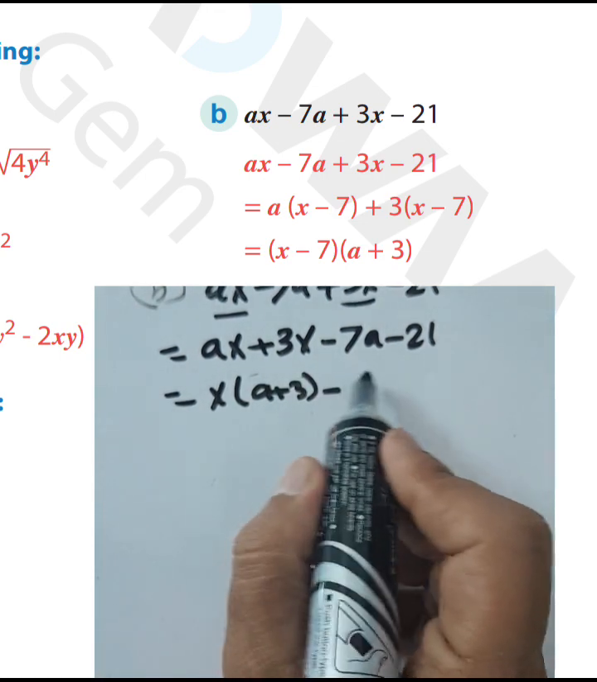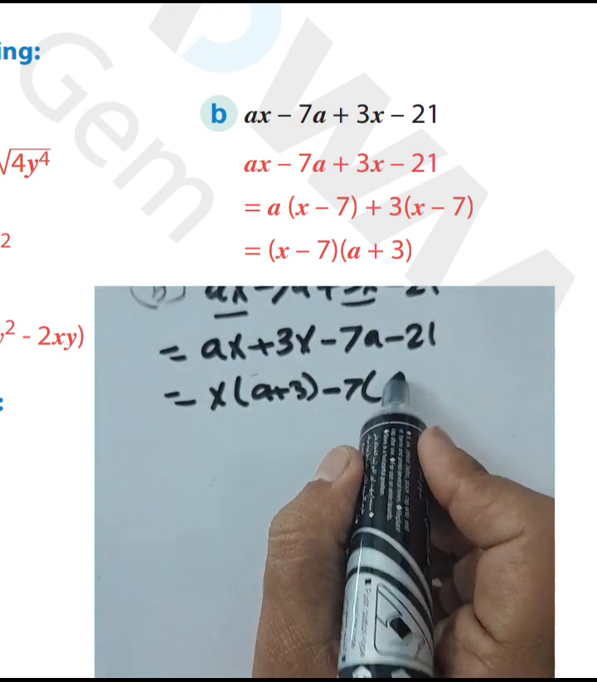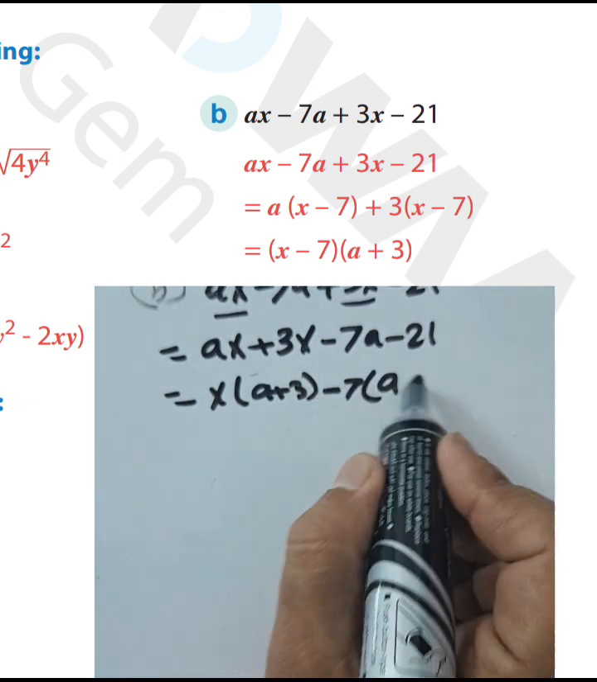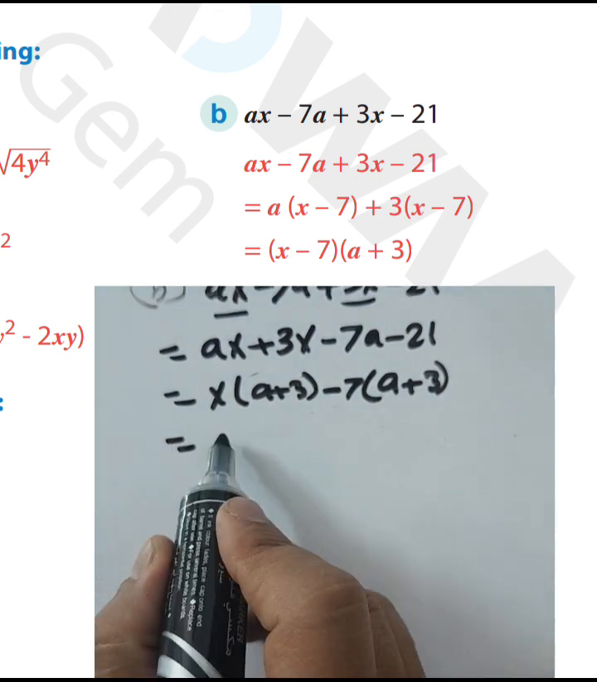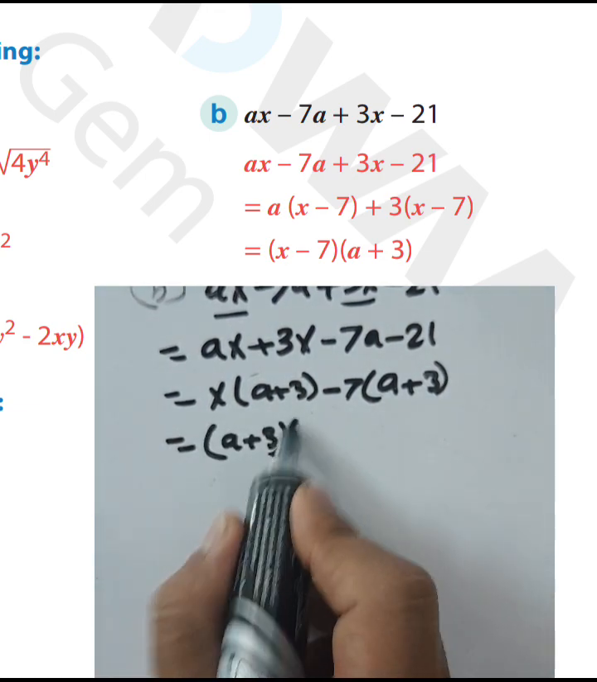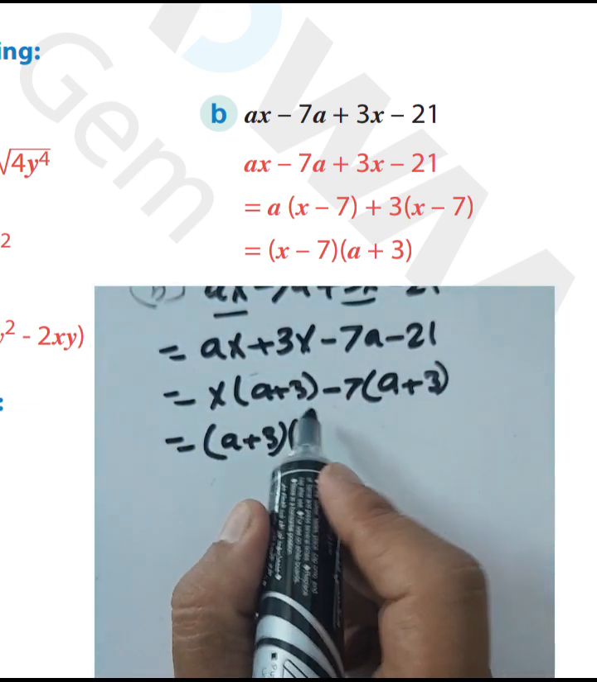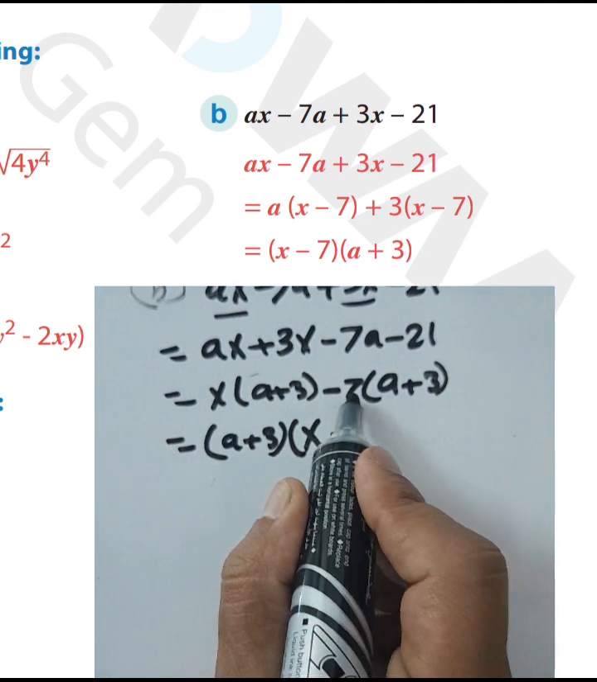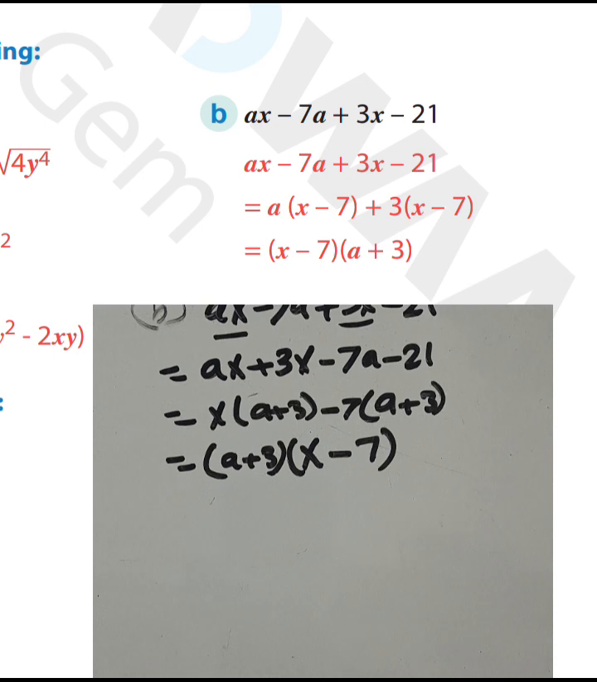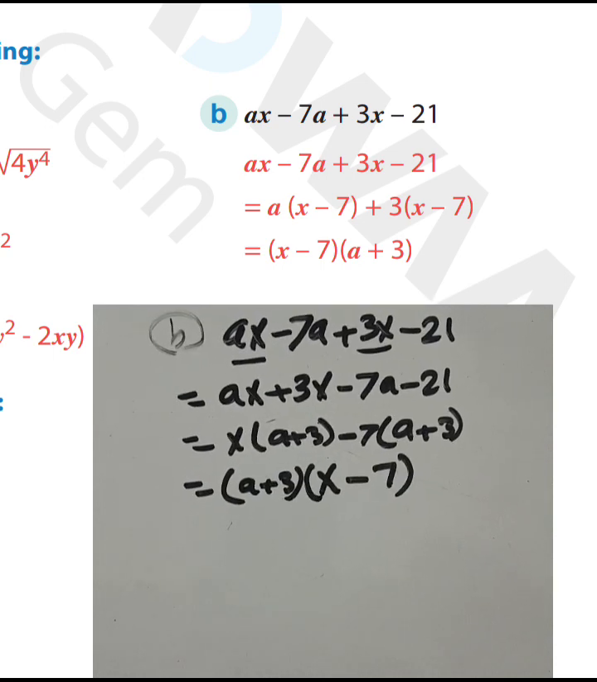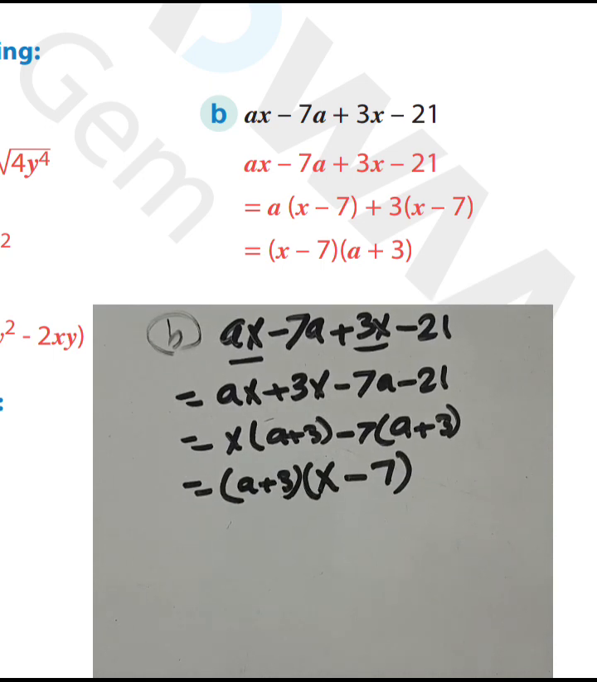Write negative 7 as common factor between the two terms, then the result will be a, and negative divided by negative is positive, 21 divided by 7 equals 3. And then you can write a plus 3 as common factor between the two terms. The remainder here will be x, subtract the remainder here 7. You can solve this example by this method or this method from this board here, as you like.